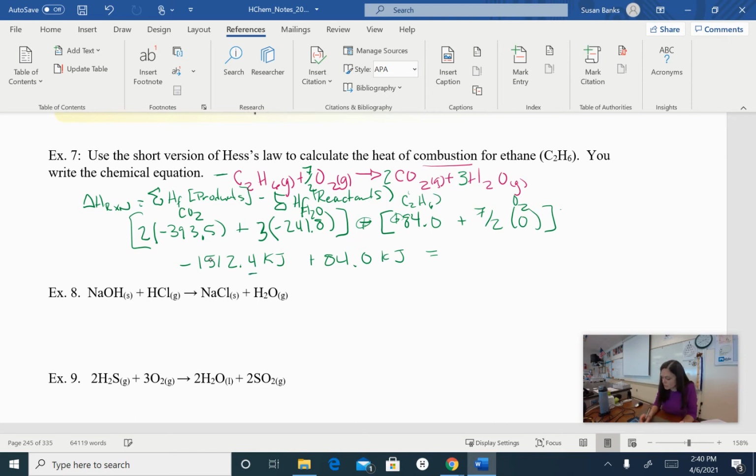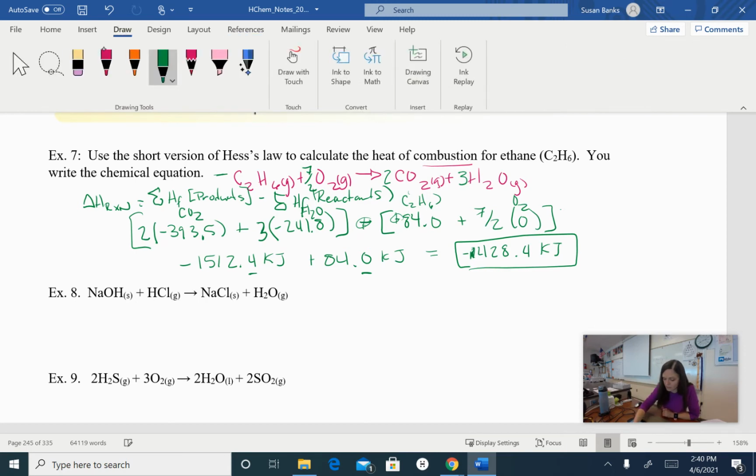now notice both of these go to the 10th, so I can go to the 10th. When we're adding, we are going to go to the least accurate place value. And since both of these are to the 10th, I can go to the 10th. So this would give me negative 1428.4 kilojoules for that reaction.